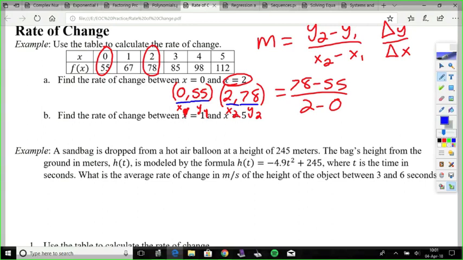So here's how you can kind of keep up. Make sure everything's in line. This should be the same point, and this should be the same point. So that's correct, right? 2 goes with 78, 0 goes with 55.